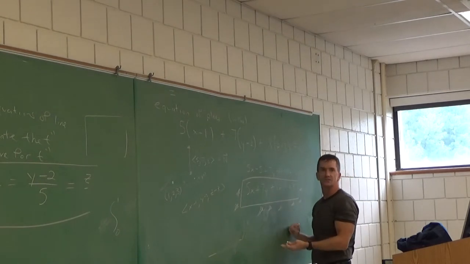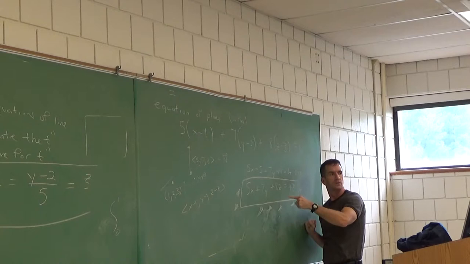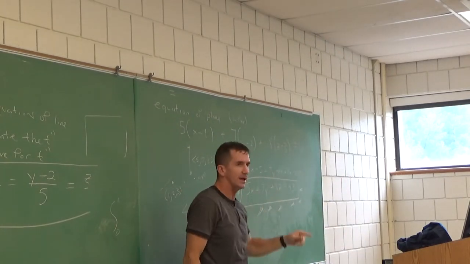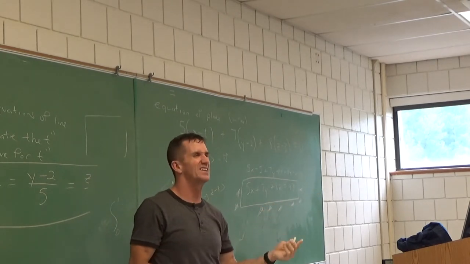Can I check if I did this right? What happens if I put that 1, 2, 3 back in here? This should be a what? A true statement? Yeah. Everyone agree? I want to make sure I did this problem right. That means this point has to be on that plane. So if I plug it back into that equation, it's got to be mathematically true. It's a good idea to check things like that.